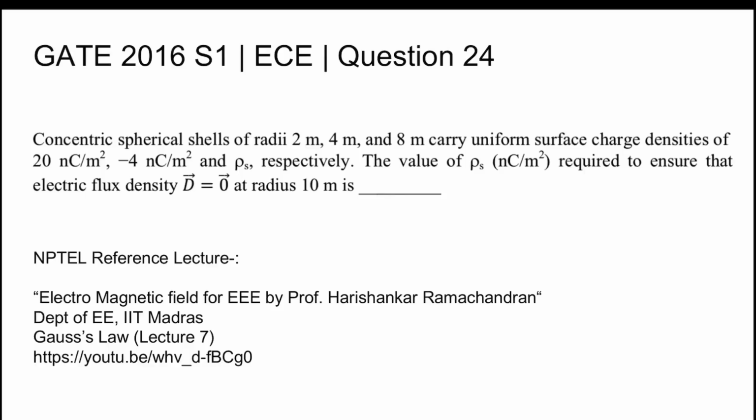This is GATE 2016 set 1 ECE question number 24. It says concentric spherical shells of radii 2 meter, 4 meter, 8 meter carry uniform surface charge densities of 20 nanocoulomb per meter square, so it is surface charge density, and minus 4 nanocoulomb per meter square, and the third one they have not specified, it is rho s. Now the value of rho s in nanocoulomb per meter square required to ensure the net electric flux density should be 0 outside at a radius of 10 meter is.